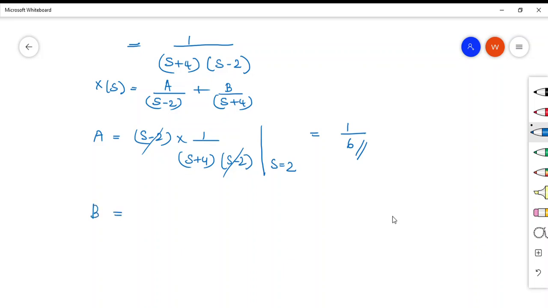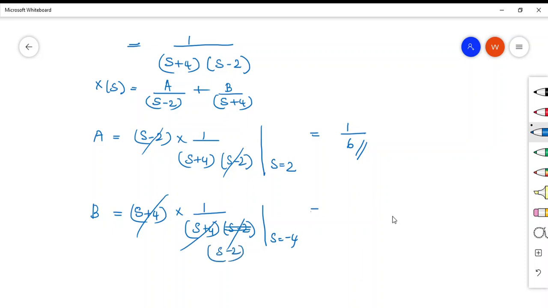Now B will be equal to, the denominator for B is s plus 4, so (s plus 4) into 1 divided by (s plus 4) into (s minus 2), at s equal to minus 4. So these two get cancelled. The s minus 2 term is here. So it will be equal to minus 1 divided by 6. So A is equal to 1 by 6 and B is equal to minus 1 by 6.